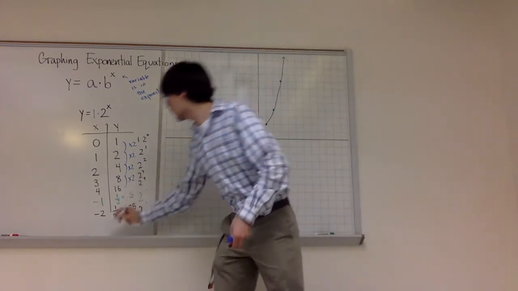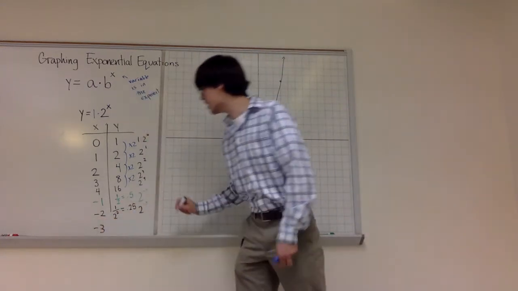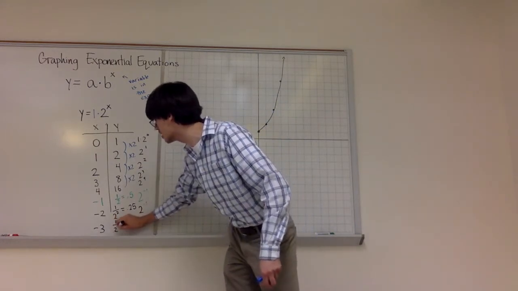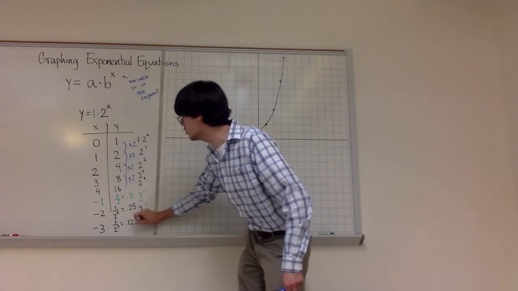I'm running out of space here, but I'm going to add in at least one more. If you plug in negative 3, 2 to the negative third, you send it to the bottom. It's going to be 1 over 2 to the positive third, which is 0.125.